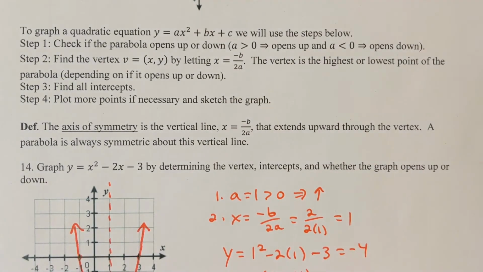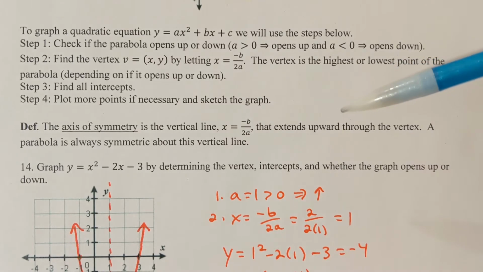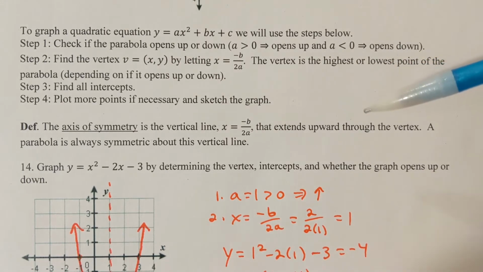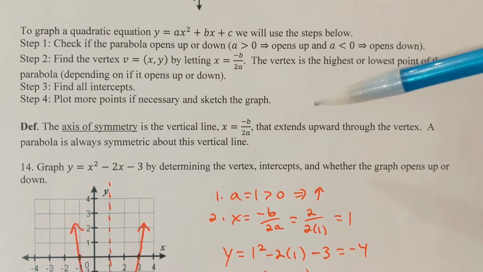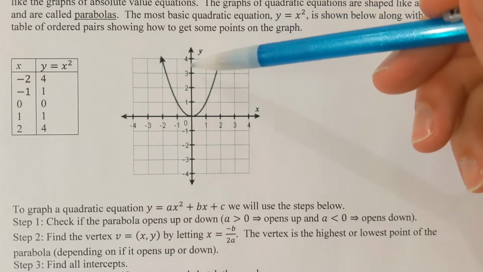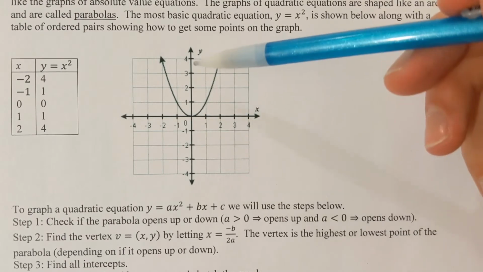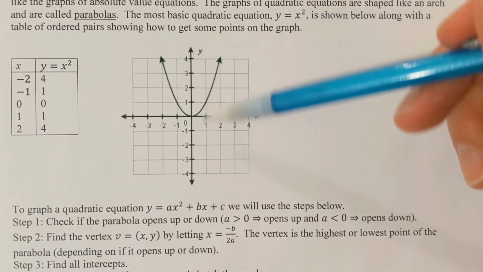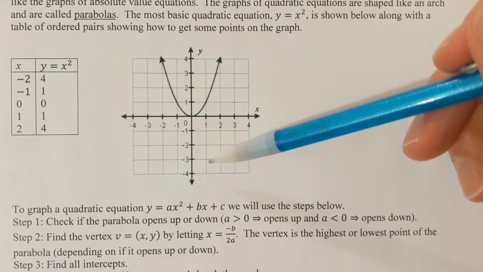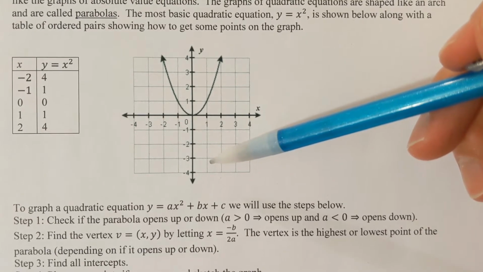There's a definition here. The axis of symmetry is the vertical line x equals negative b over 2a. That vertical line is going to extend upward through the vertex. And a parabola is always symmetric about this vertical line. So in other words, on this graph, x equals 0 would be the axis of symmetry. That means that if I spin the parabola about that vertical line, I would get the same picture. One of the features of a parabola is that it's going to look the same on both sides.